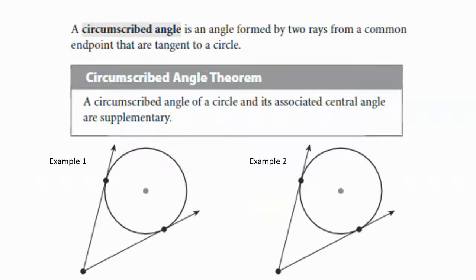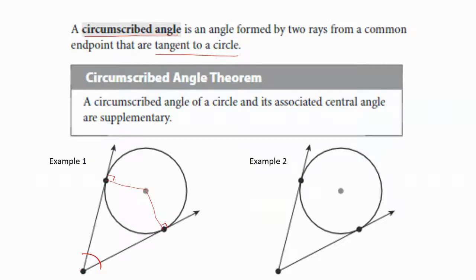All right, so a circumscribed angle, this is a new definition. A circumscribed angle is an angle formed by two rays from a common endpoint that are tangent to the circle. That's really important. That means if you look at this example, this line is tangent, so it's 90 degrees from the radius, as is the other line. It is also tangent to the radius. And this is the circumscribed angle right here.